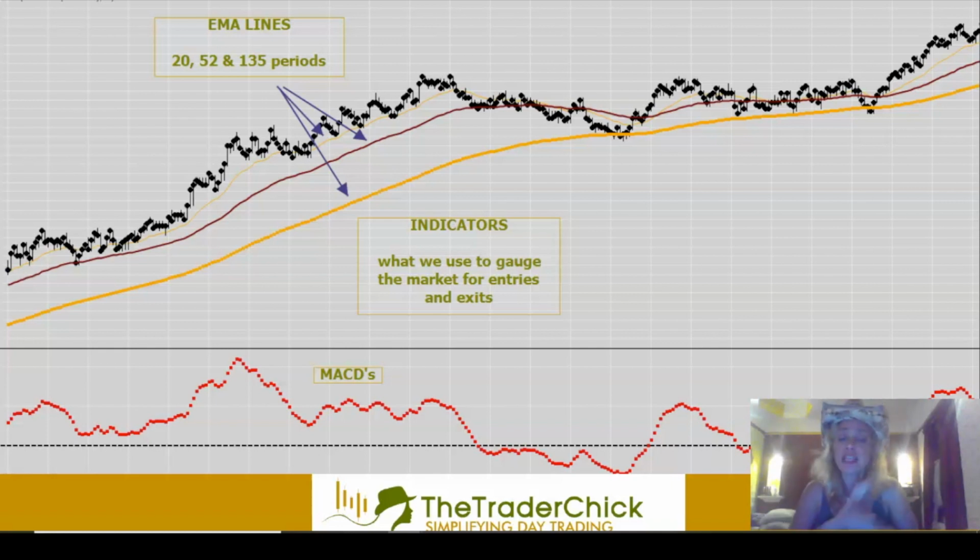At different times. I never use all three of them at once. I know exactly when to use them all. Okay, those are my three. What are EMA lines? They're just the exponential moving average lines. So as you can see here, I have three that I use. I use the 20 period, the 52 period, and the 135 period.